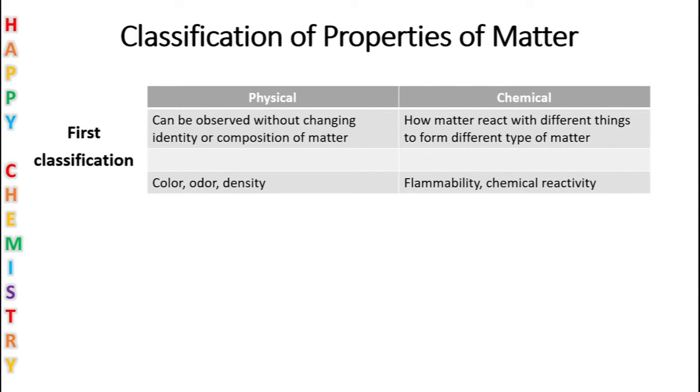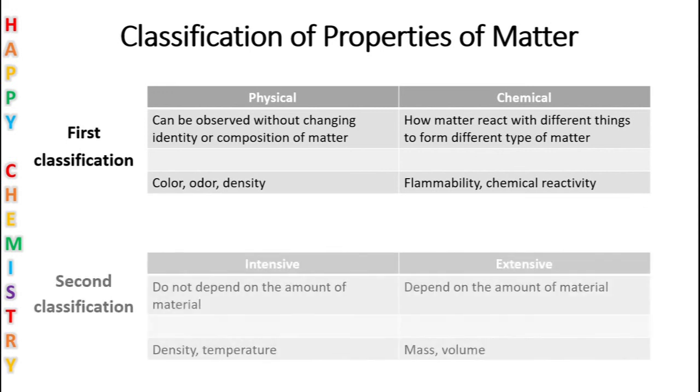In the second classification, properties are divided into intensive properties and extensive properties. Intensive properties do not depend on the amount of material. For example, density and temperature. Extensive properties depend on the amount of material. For example, mass and volume. All the properties of matter can be classified under these two classifications.